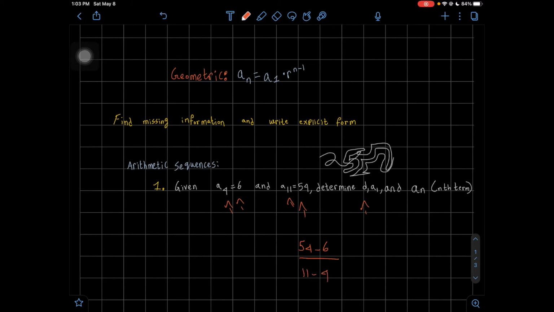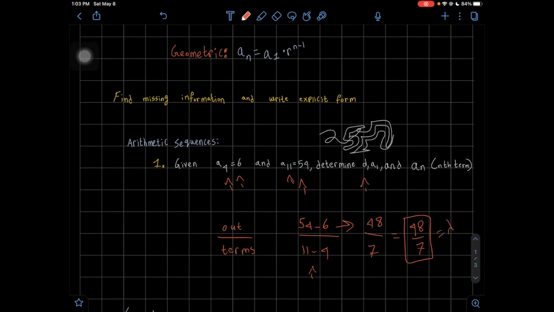So it's going to be your output values over your subscripts. Now we have 54 minus 6, which is just 48, and 11 minus 4 is just 7. So we have 48 over 7. We're just going to leave that in fraction form for right now, and this represents our d value.